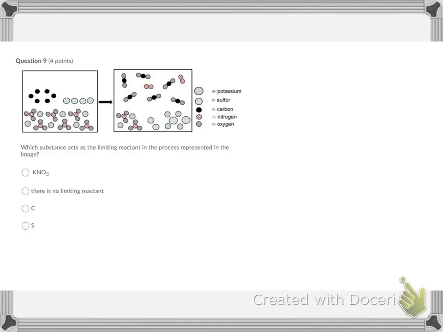Given this reaction, what acts as a limiting reactant? So we look at the carbon. We're going to go through each of the reactants and see, are they present? And you say, well, I don't see any free carbon atoms, but I certainly see excess sulfur, excess KNO3, so I would pick carbon as the limiting reactant, meaning if we had more of it, we would make more product.